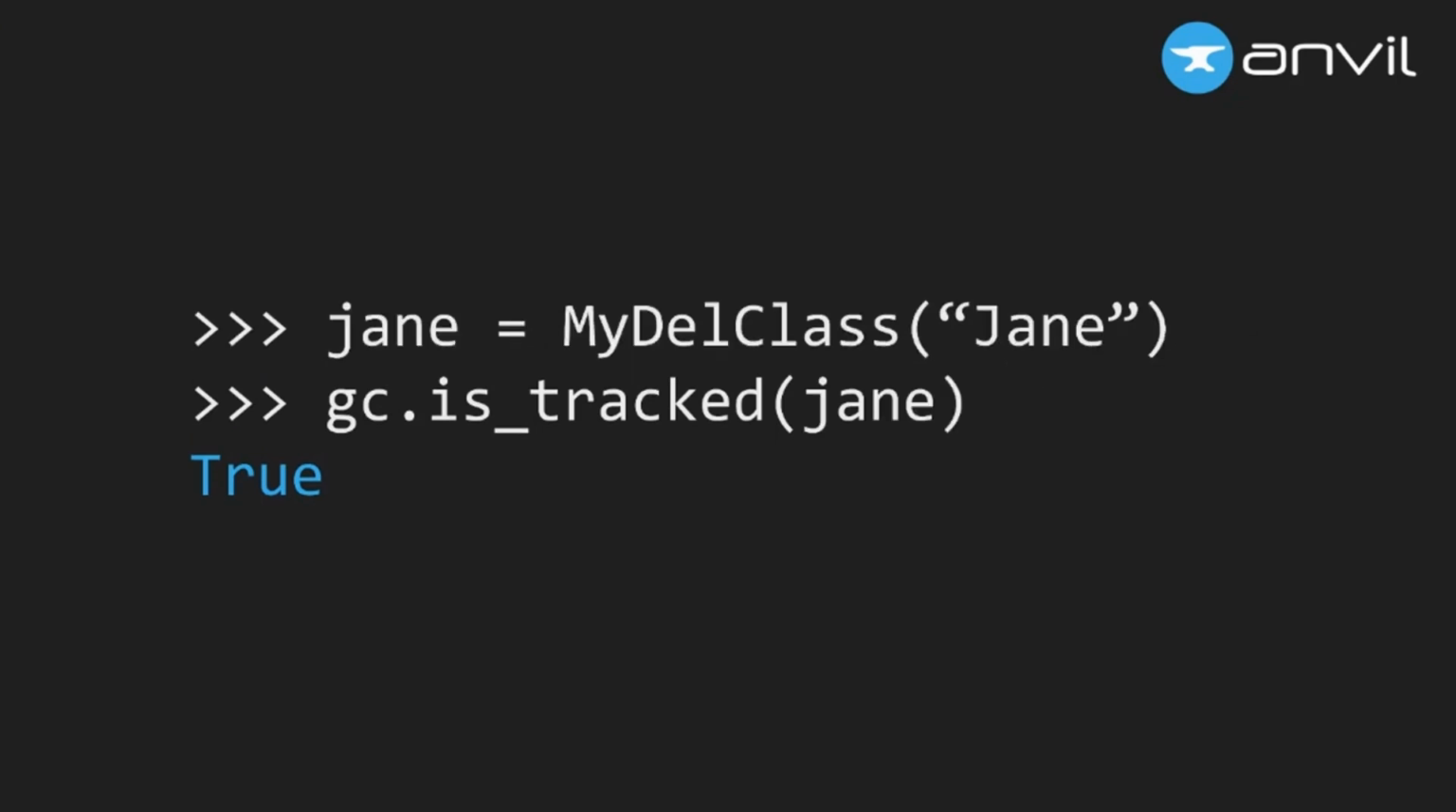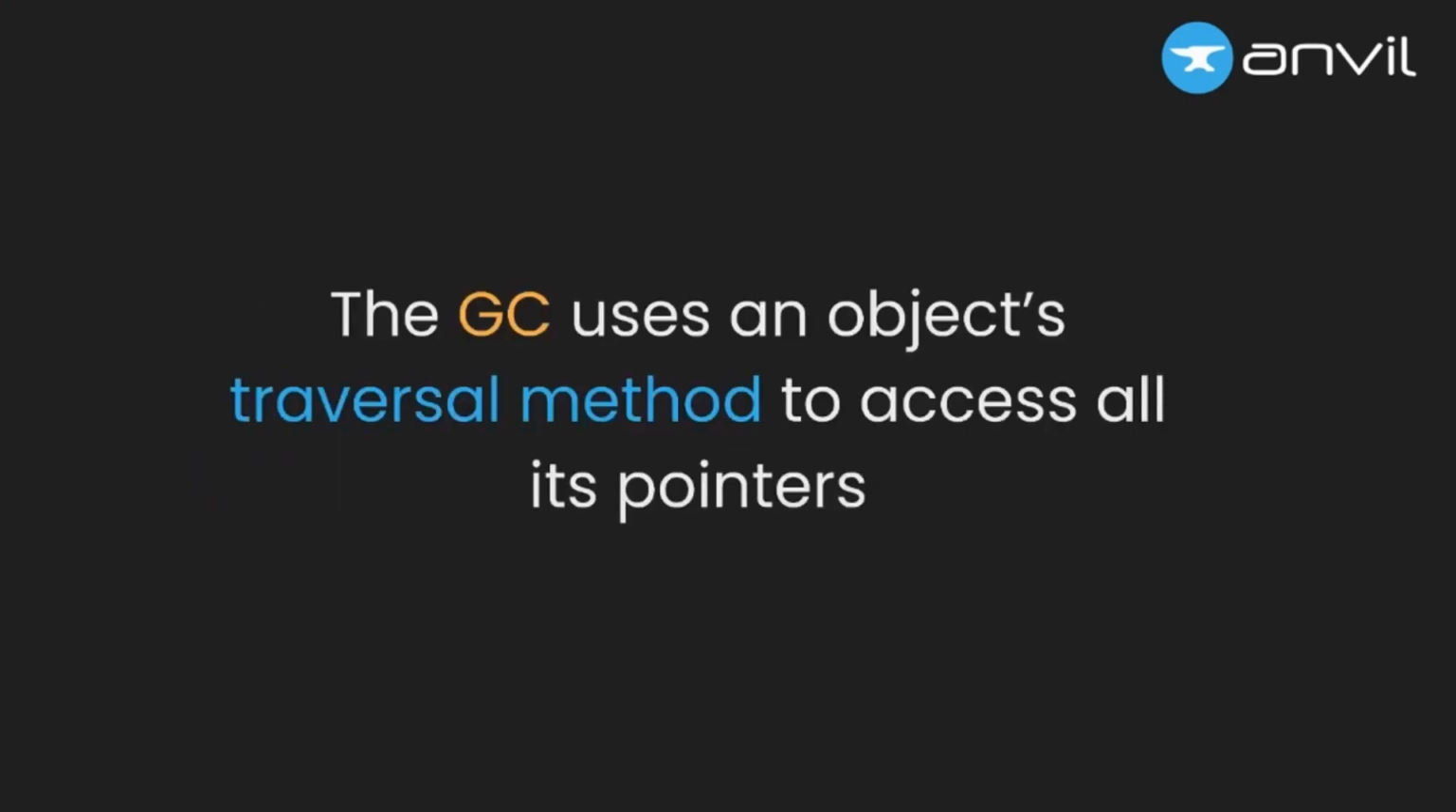By default, all instances of user-created classes are tracked by the garbage collector because you can add arbitrary attributes onto them. And so obviously they can become part of cyclic isolates. The way the garbage collector detects these cyclic isolates is it uses a traversal method to access all the pointers that an object has access to.